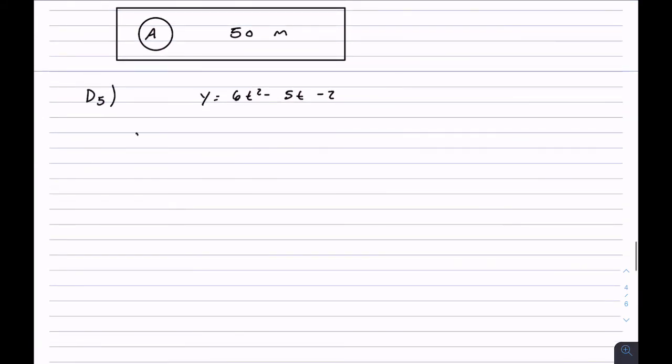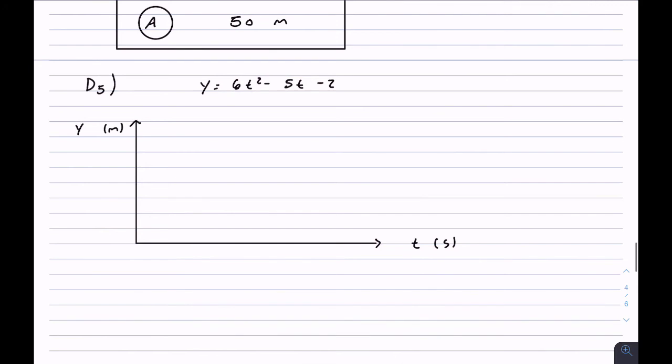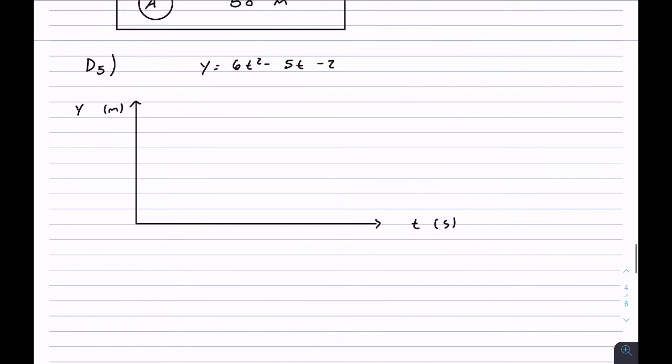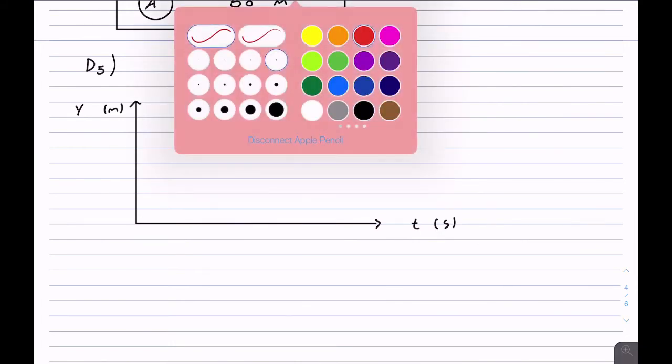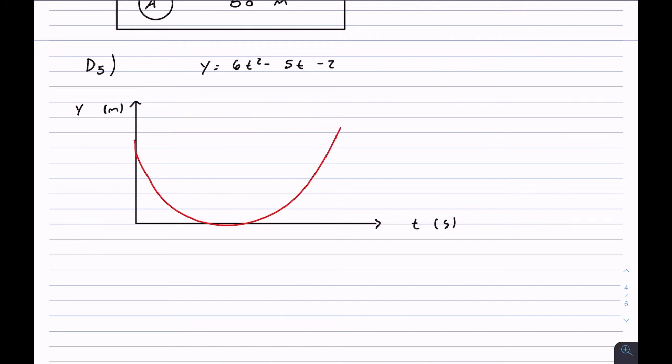So what we're given is a function y of t. Here's y, here's t in seconds. This is in meters. Also, we should note that this is a parabola. 6t squared, minus a linear function, minus a constant. So we have essentially some parabola here. Should be actually a little lower. Let's try again. Something like that, okay?